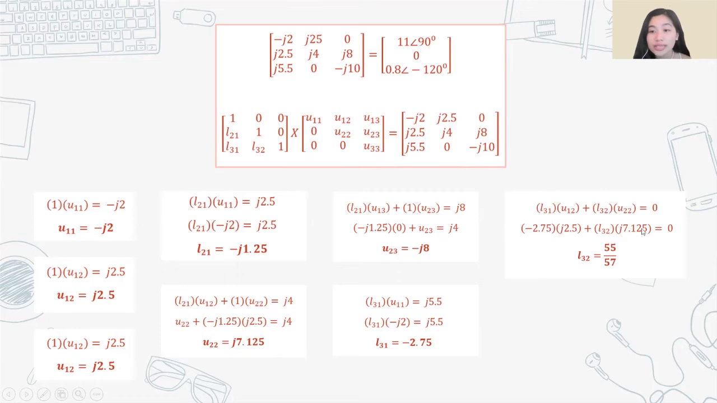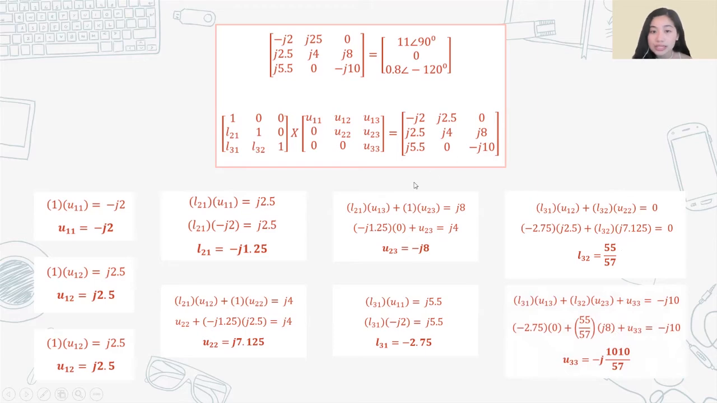Natin yung hinahanap, U22 natin is J71.25, which is equivalent to 0. So by means of doing the math, we are going to arrive at an answer of 55 over 57. Okay, so now we are going to solve lastly for U33.